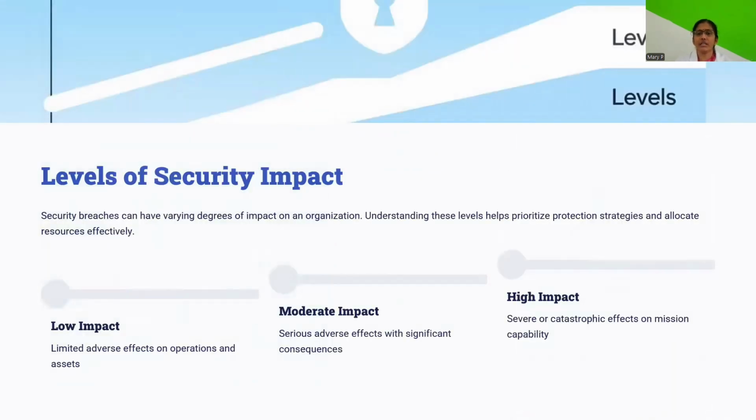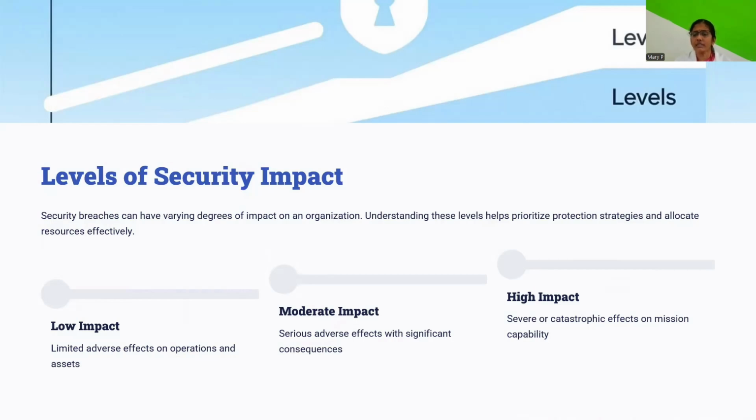Next, we discuss the levels of security impact. There are three levels of impact: low impact, moderate impact, and high impact. What is low impact? If there is any loss, the loss could be expected to have a limited adverse effect on organizational operations, assets, or individuals. As we already discussed, there are three key security concepts, so the loss is in either confidentiality, integrity, or availability.